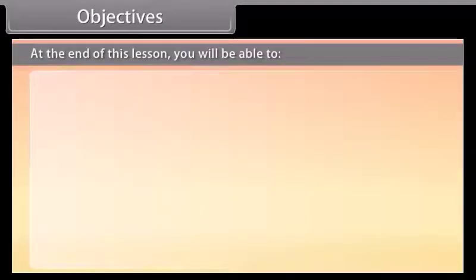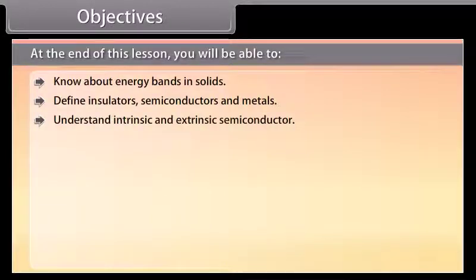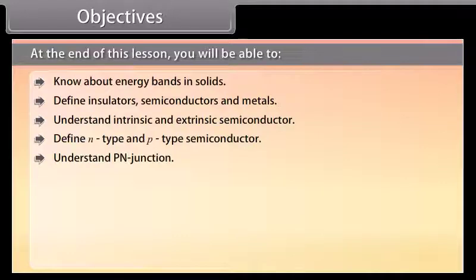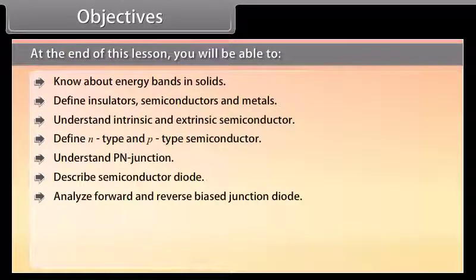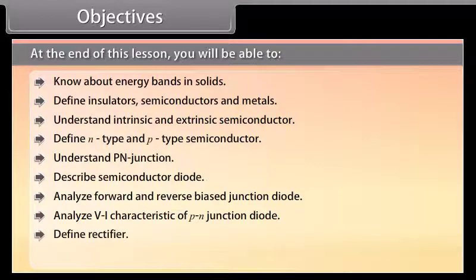Objectives. At the end of this lesson, you will be able to know about energy bands in solids, define insulators, semiconductors and metals, understand intrinsic and extrinsic semiconductors, define N-type and P-type semiconductors, understand the P-N junction, describe the semiconductor diode, analyze forward and reverse biased junction diode, analyze the VI characteristic of the PN junction diode, define rectifier, and explain the Zener diode.